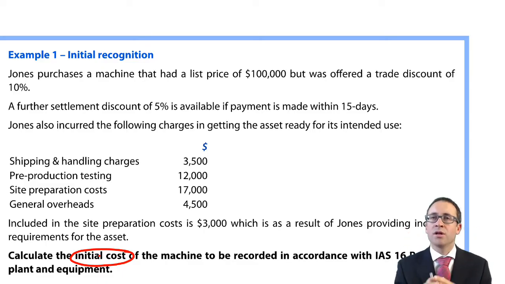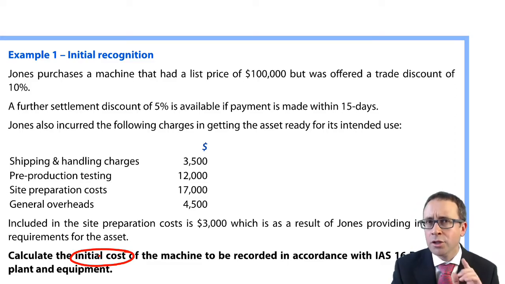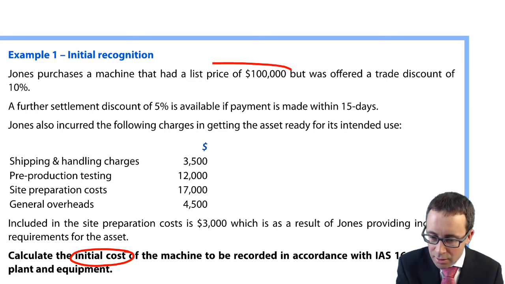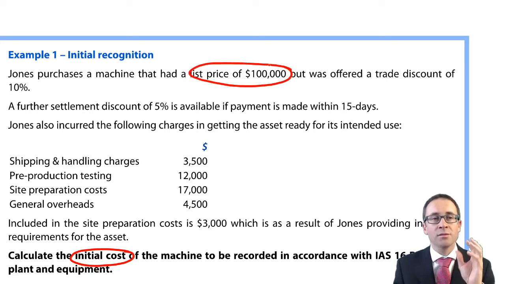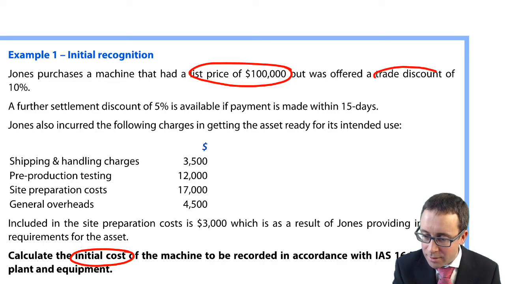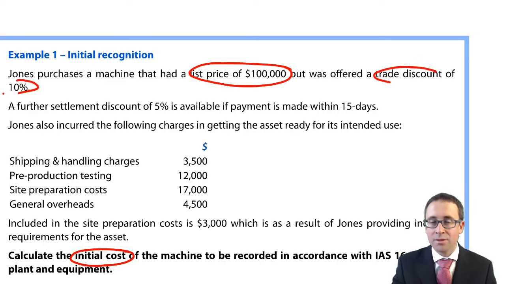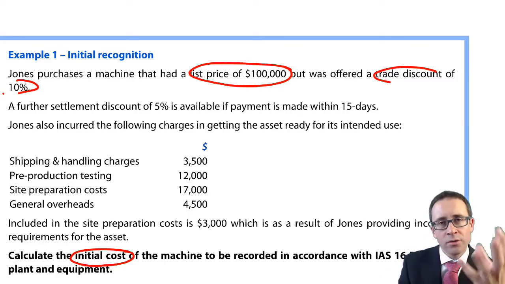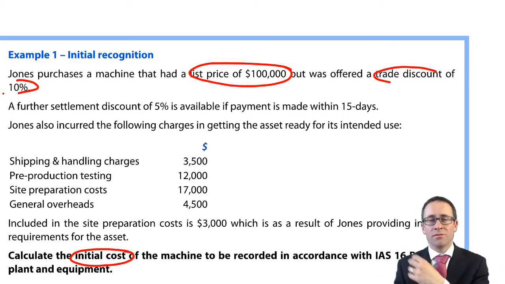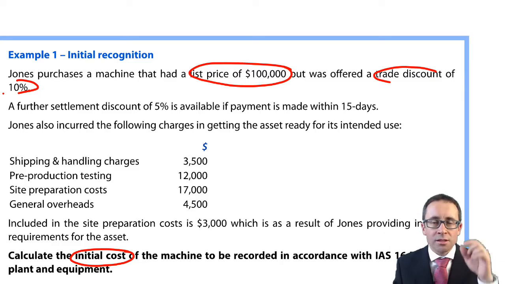Don't remember all of that. Just look at the costs, think about whether it is directly attributable, and then whether or not it's capitalized. So what have we got? It says here, Jones purchases a machine that had a list price of $100,000. So that's the price in the catalogue, but was offered a trade discount of 10%. So immediately when I go to the till, they knock 10% off. That's good negotiating skills, isn't it?